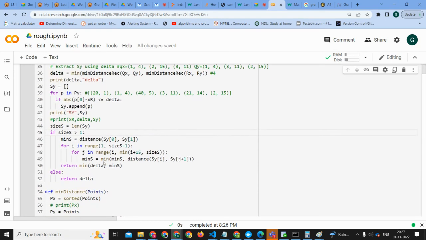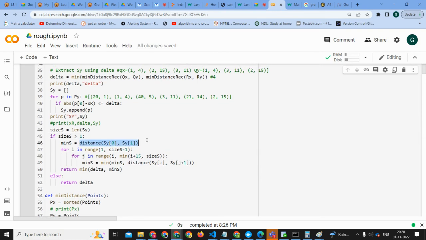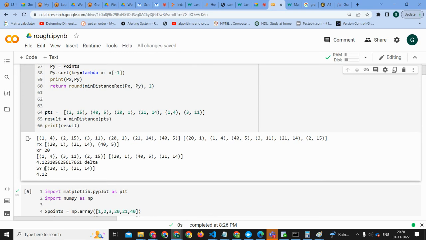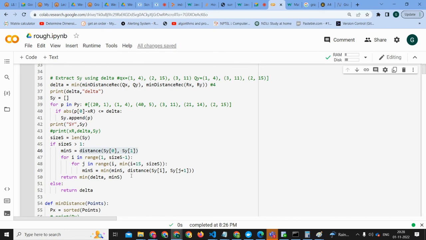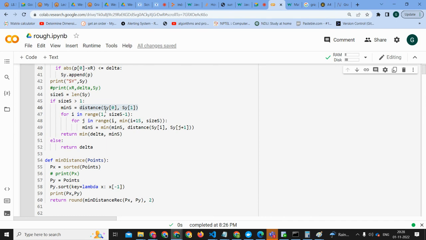We're going through the SY list, right? Correct. And then we're checking: minimum S equal to distance of S of 0 comma S of 1. This also I'm not getting. What is SY of 0? We are trying to find out the minimum distance of this. But it can be more also, no? Yes, it's greater than delta, at least for this case. We are comparing only 2 points, no? That's what I'm not getting. The size of S could be more also, SY.